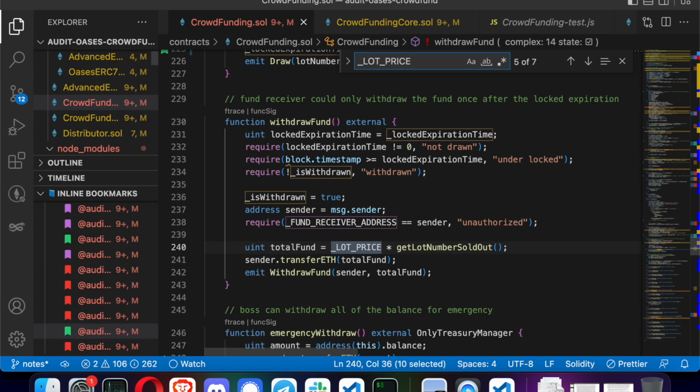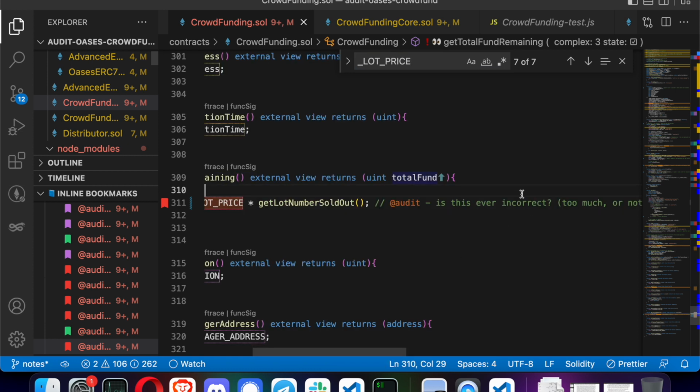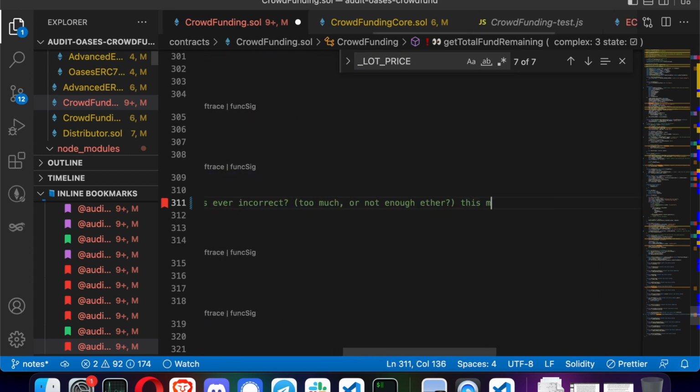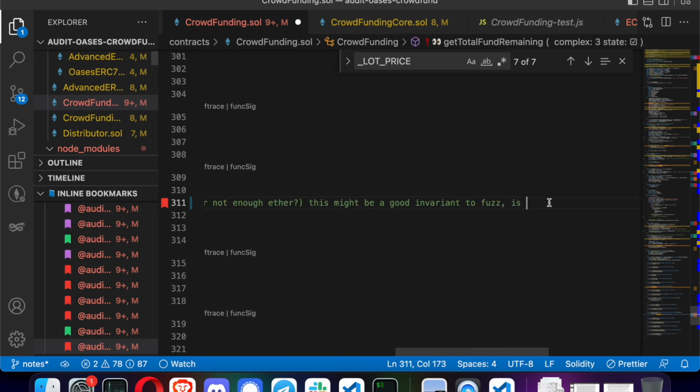One of the things I'm noticing as I'm revisiting the editing of this video is I'm very skeptical of this lot price times the number of lots sold variable that I marked in the previous video as something that's probably incorrect. After revisiting it again, I think this might be a good invariant to fuzz and confirm that the balance is the same in all cases as this lot amount times the lot price.